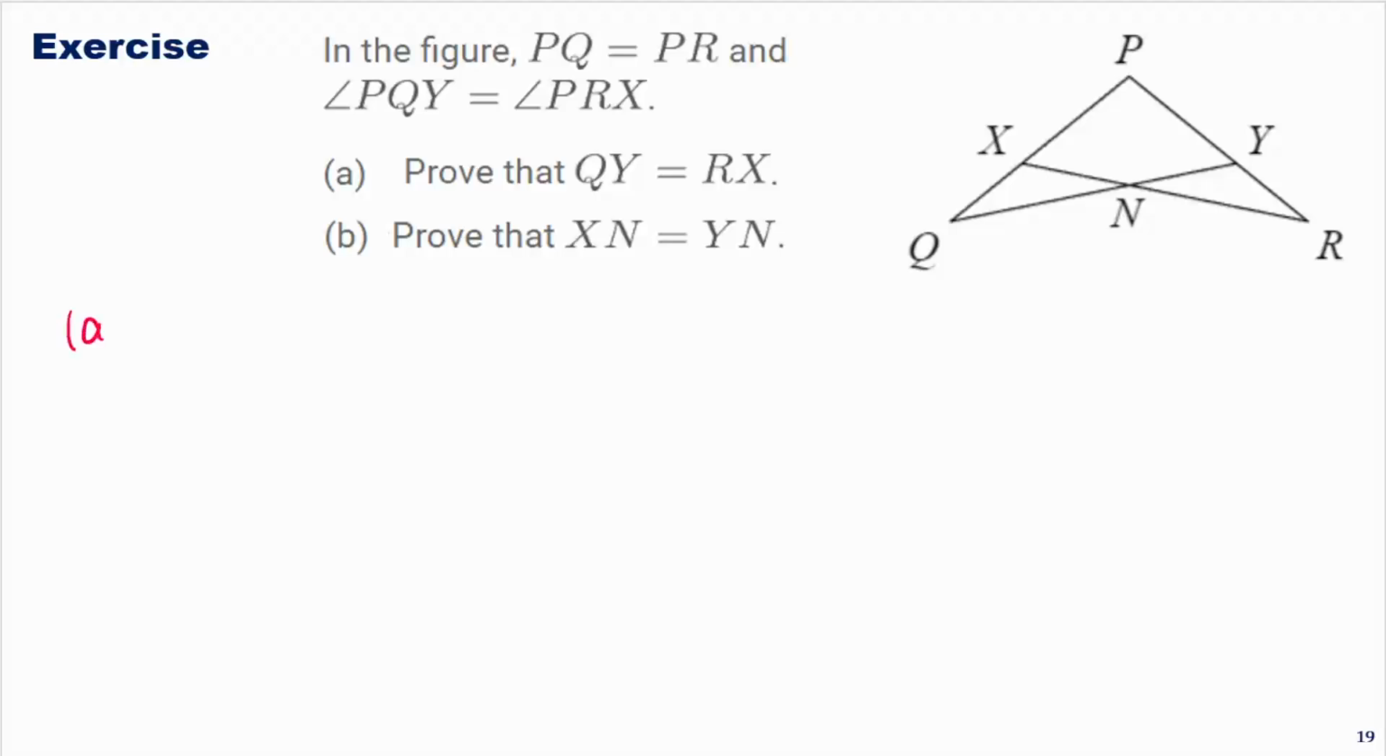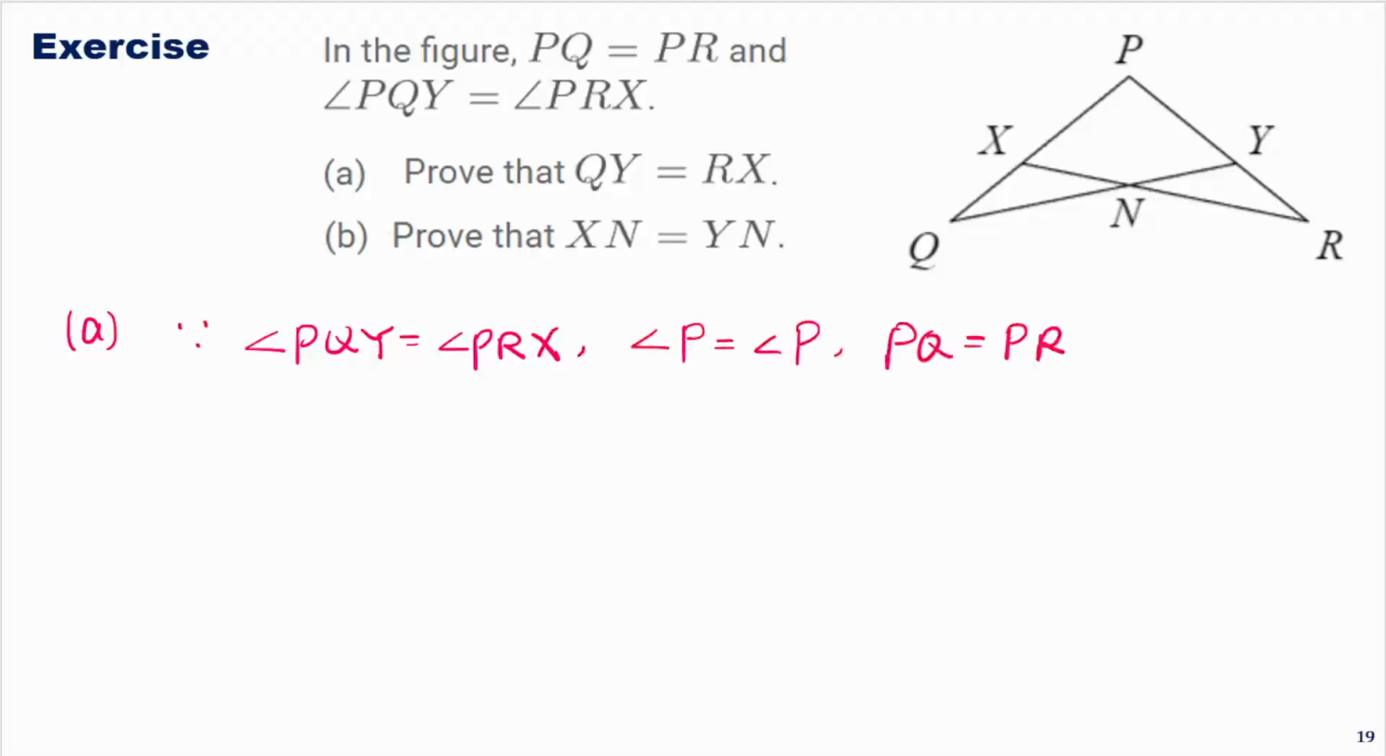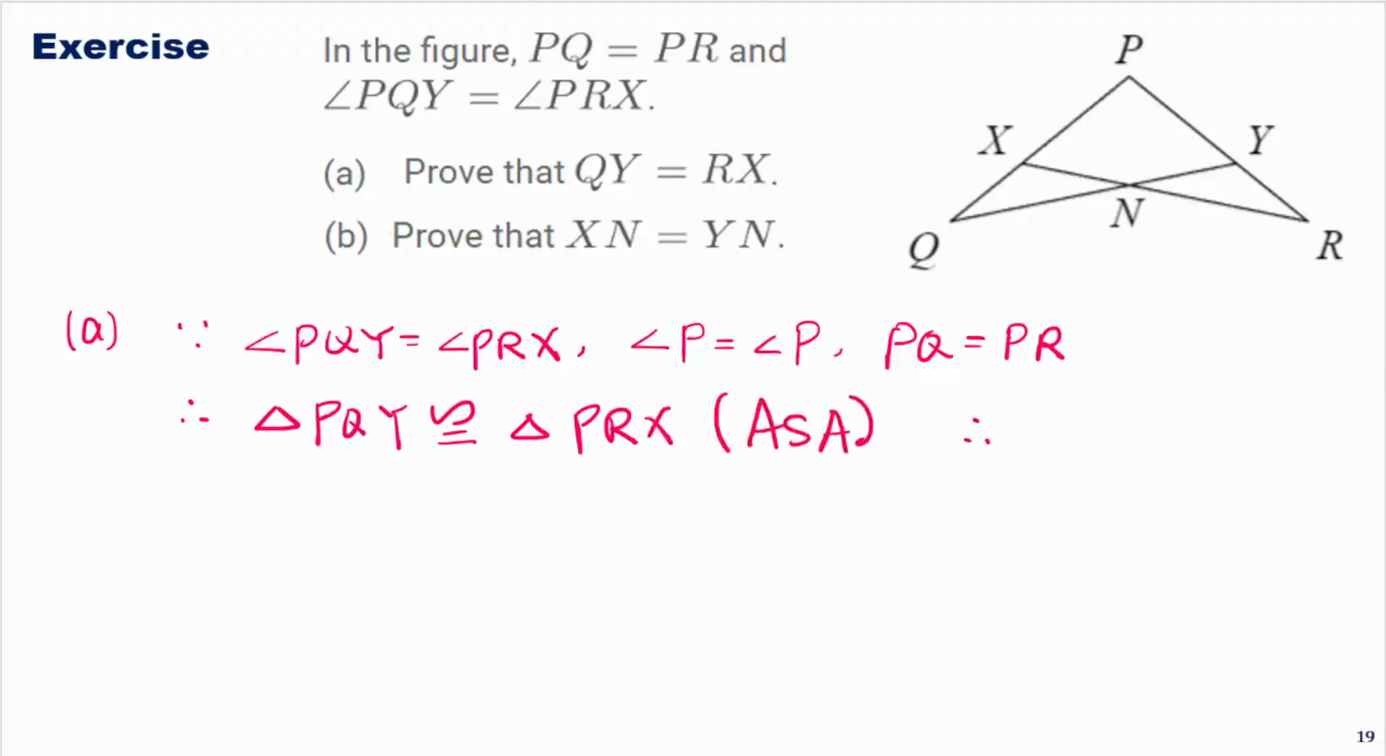In question A, we are given angle PQY equals angle PRX. And of course, we also know angle P equals angle P and PQ equals PR, right? This is given information. Then we have triangle PQY must be congruent to triangle PRX by ASA congruence, right? Therefore, the corresponding parts are also congruent, so QY equals RX. So the proof is done.